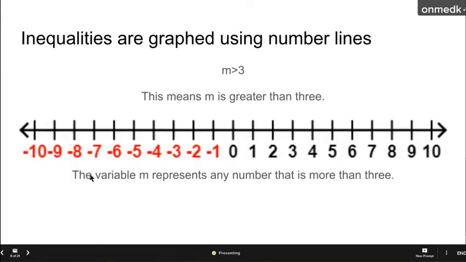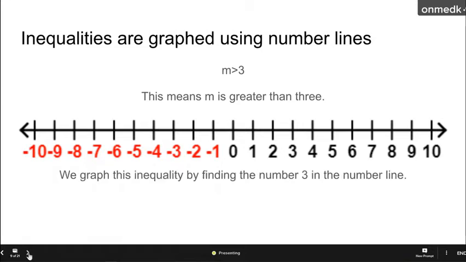Inequalities are graphed using number lines. This inequality says that m is a number that is greater than 3. The variable m represents any number that is more than 3. Because we're talking about any number that is more than 3, we cannot just choose number 3. We have to be very careful. This says m is more than 3, so 3 is not part of my inequality.